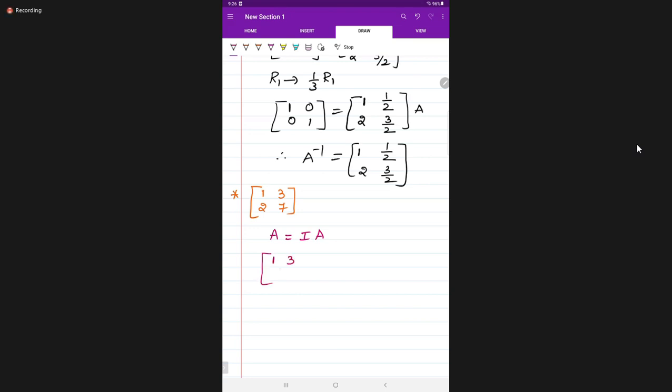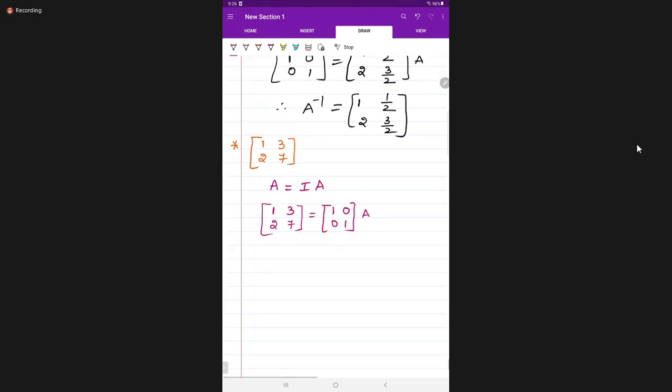After that, we'll write 1, 3, 2, 7 equals to I A, that is, I value is 1, 0, 0, 1. Next. Tell me the operation. Then we can do the operation. So first I have to do R2 minus 2 R1. Very good. Now, how much you got? 1, 3, right? This is 0. R2, 7, 1, 2 into 1 will get 7 minus 6.